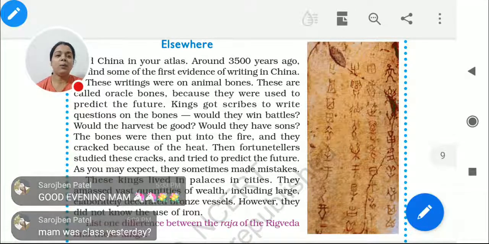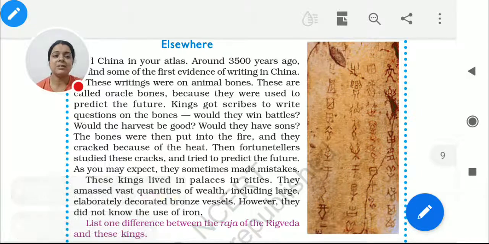And now I am talking about the kings got scribes to write questions on the bones. They were writing the question on the bone. And what would happen? The king would write, would they win battle? Yes or no? Would the harvest be good? Would they have sons? Like all these things. And after that, the bone was supposed to be kept into the fire, and it cracked because of the heat.